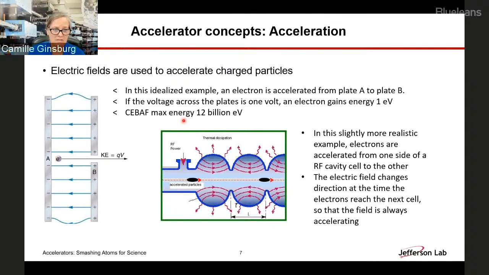Here's a little bit more realistic example. The blue shows a metal structure, which is used to set up electromagnetic fields. The electric field is shown by the red arrows. And the electrons approach each of these cells. The way the fields are set up, each subsequent one has opposite direction. But at the time that the electrons reach the next cell, the field has switched. So it's an RF field that switches one way and then the other. So your electrons are always going to see an accelerating field.